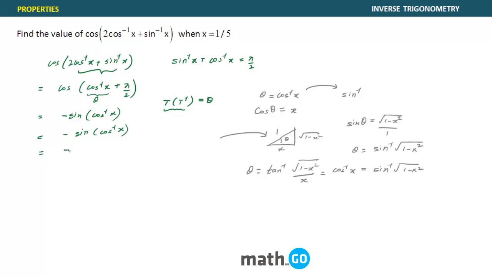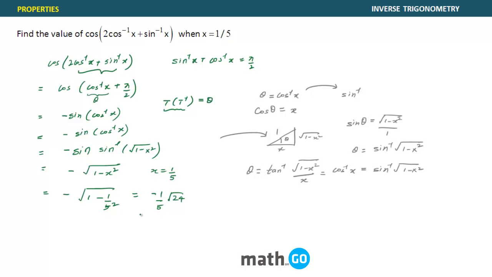So this is minus sine of cos inverse, which is now sine of sine inverse under root 1 minus x square. Now the answer is nothing but minus under root 1 minus x square. You wanted the value at x equal to 1 by 5, so just put the value x equal to 1 by 5. This is nothing but minus under root 1 minus 1 by 5 square. That's it. What you will get is minus 1 by 5 root 24, which you can again simplify to get minus 2 by 5 root 6.